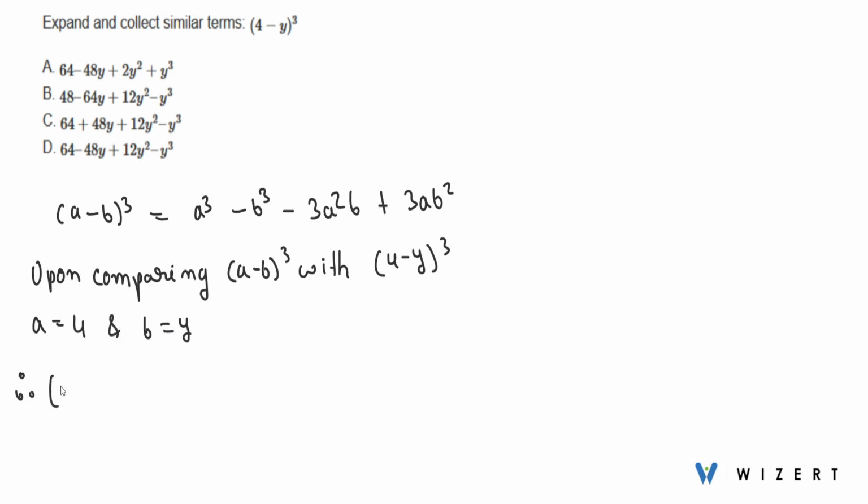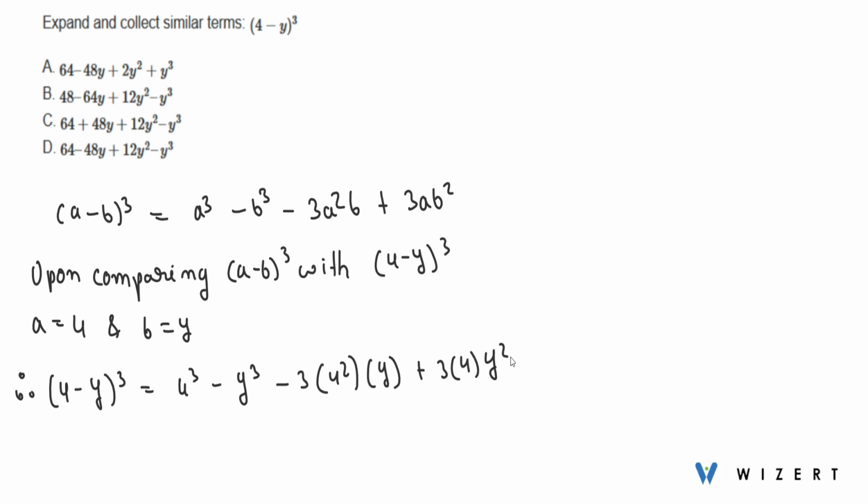Therefore 4 minus y whole cube will be equals 4 cube minus y cube minus 3 multiplied by 4 square multiplied by y plus 3 multiplied by 4 multiplied by y square. So this will be 4 cube will become 64, then we have minus y cube, then 4 square is 16, 16 multiplied by 3 is 48, so minus 48y plus 12y square.